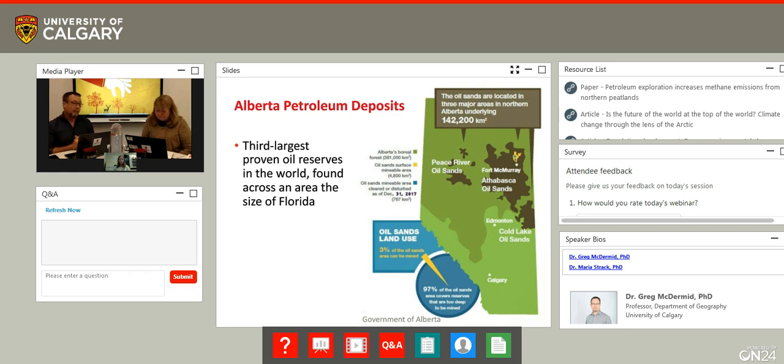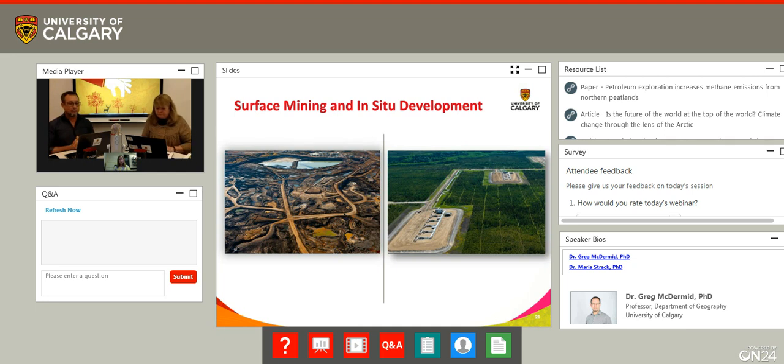And the interesting thing about this is that the vast majority of this deposit is deep underground. So it's too deep for surface mining. 97% of the oil sands deposit is too deep for mining. So when you think about development of this resource, it's not really the mines that are the most common development. It's something else. It's this in situ development, where we need to actually drill down underground in order to reach the deposit.